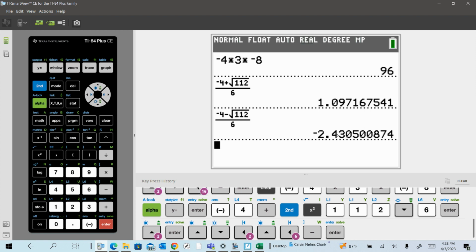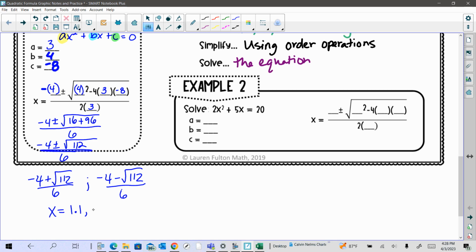I'm not going to round the 4 up because there's a 3 next to it. It has to be a 5 or more to get rounded up. So our other solution is negative 2.4.